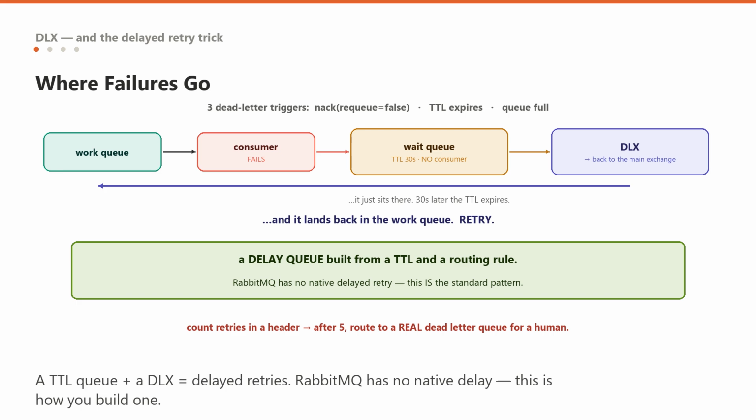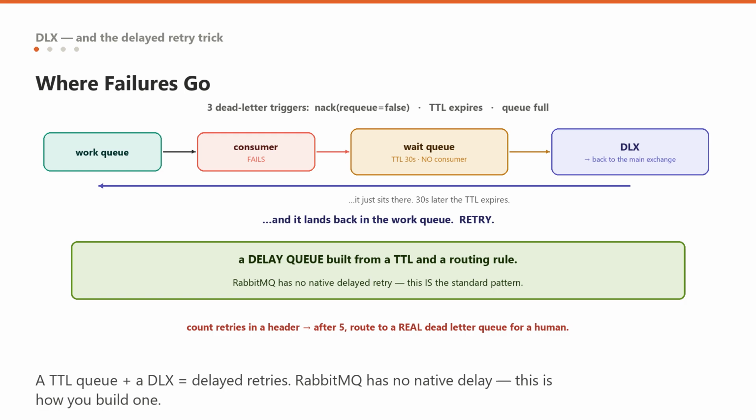Now here is the elegant part, and this is a genuinely great thing to be able to explain. RabbitMQ has no native delayed retry. You cannot say try again in 30 seconds, but you can build one out of 2 dead letter exchanges. Create a waiting queue with a message TTL of 30 seconds and no consumer at all, and set its dead letter exchange to point back at your main exchange.